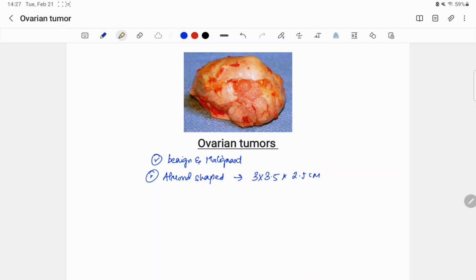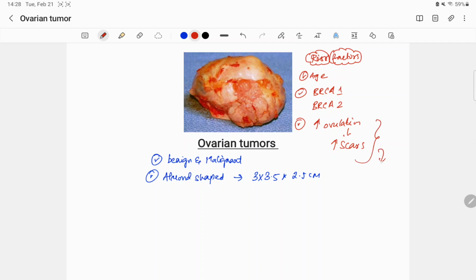So next we'll study the risk factors of ovarian tumors. The risk factors include age, genetic predisposition, and mutations of the BRCA1 and BRCA2 genes, which cause ovarian tumors. And you also have hormonal factors. The most important thing is that every woman of reproductive age ovulates every month. So the greater the ovulation, the greater the increase of scars in the ovary, and that causes ovarian tumor.